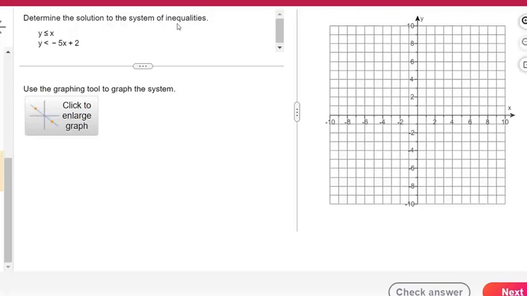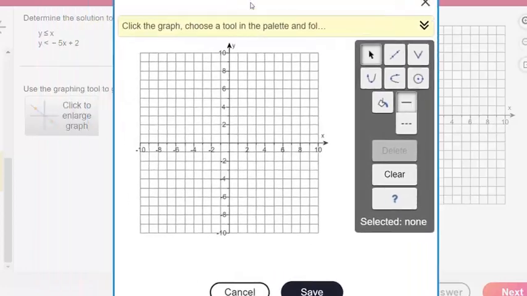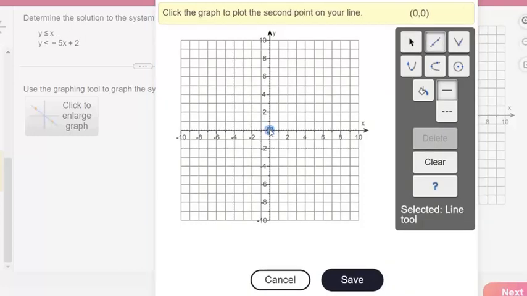We're supposed to determine the solution to the system of inequalities. So first, pretend they're an equation. Pretend that says y equals x. So to graph y equals x, that has a slope of 1, right, because the number in front of x is a 1. And has a y-intercept of 0 because there's no number over here. So that means it starts at 0, 0.